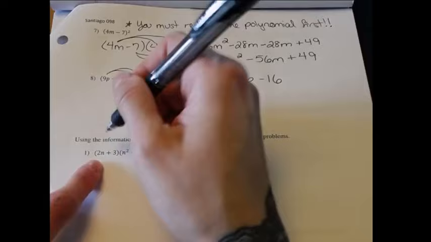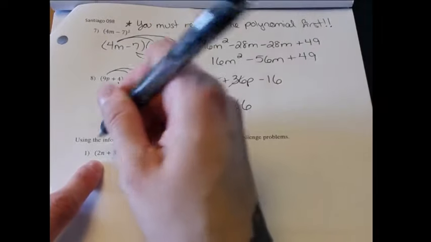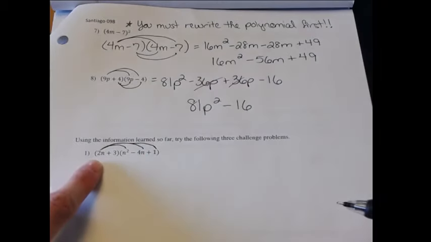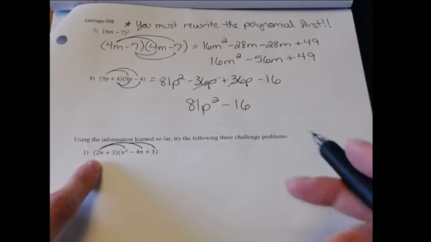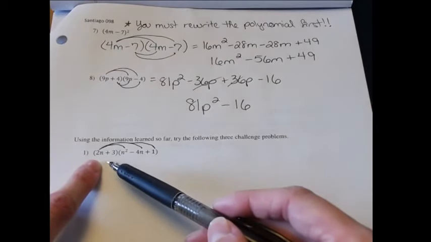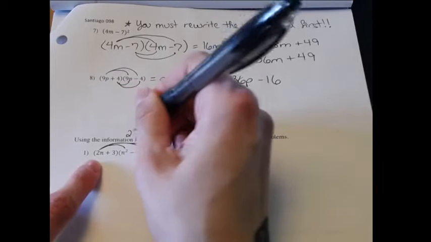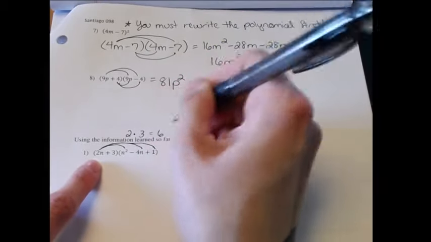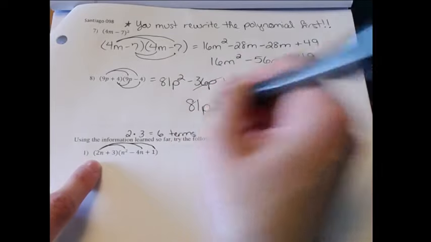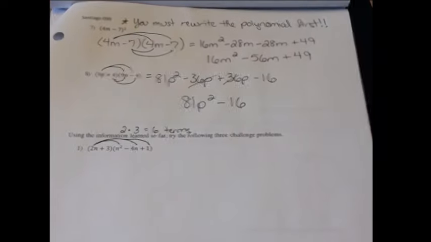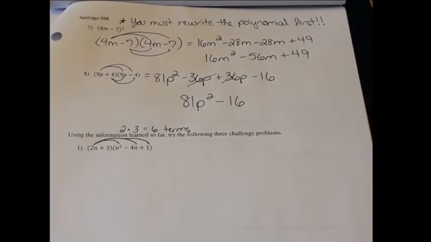So I'm going to start with my 2n, that's my first term, and I'm going to distribute to everything in the second set of parentheses. Before we continue, I also want you to note that a binomial, 2 terms, times a trinomial, 3 terms, so we have 2 terms times 3 terms, that should leave us with 6 terms. And we're going to prove that. Obviously, that would be before we simplify by combining like terms. So let's check it out and see what happens.